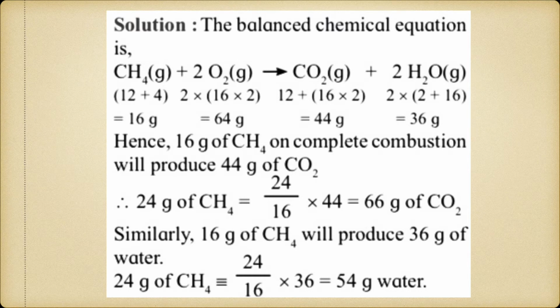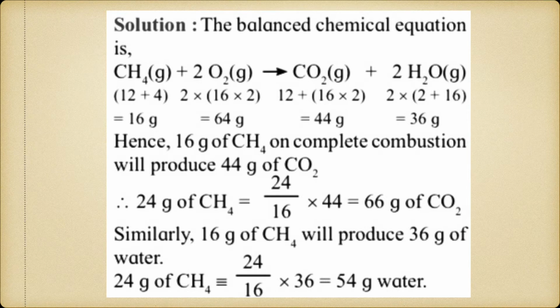In the problem, the mass of methane is given as 24 grams. Okay, and what is asked? The mass of carbon dioxide and the mass of water is asked. So first we will find out the mass of carbon dioxide. So I will write down 16 gram of methane on complete combustion will produce 44 gram of carbon dioxide. That is from the above relation. Okay, therefore 24 gram of methane will give me how much? So it is very simple. I just have to cross multiply. It is 24 into 44 upon 16. So after solving, I'll get the value as 66 gram of carbon dioxide.